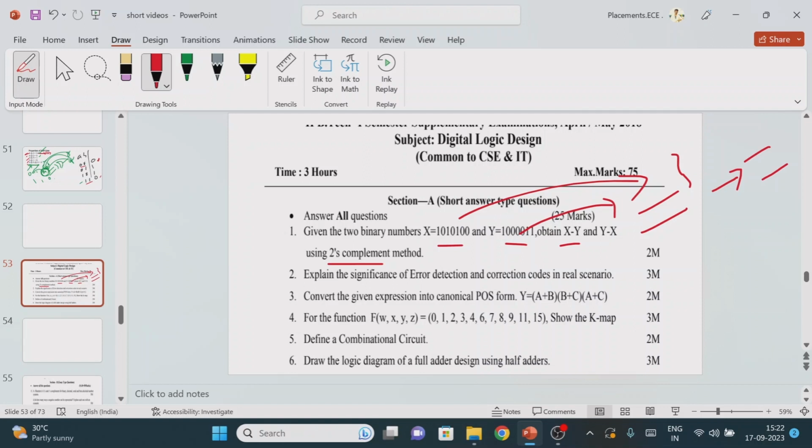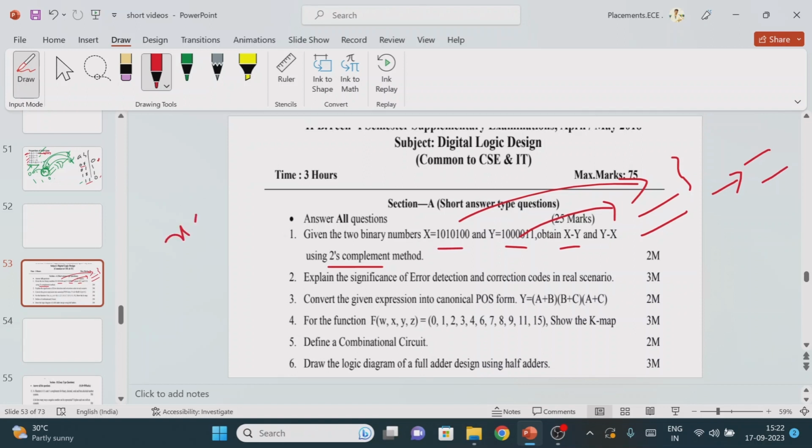Now x minus y means, what is the y value here? 1 4 zeros double 1, right? First we need to convert this negative number into a positive number using the 2's complement method. How do we find the 2's complement? First find the 1's complement. To the 1's complement result we add 1 at the LSB, so that you get the 2's complement. After converting this number into a positive number, we need to add the M plus S, right?